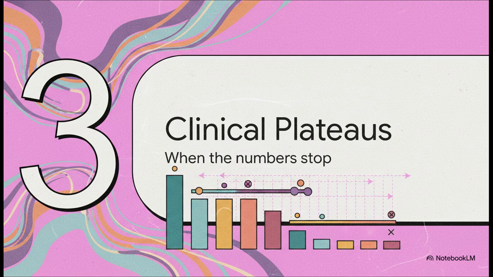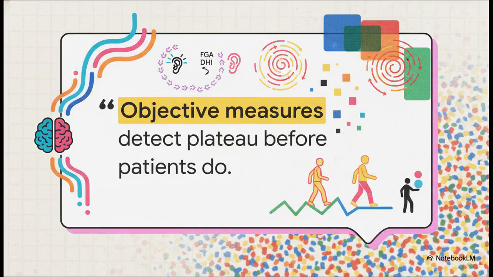Section 3. Recognizing clinical plateaus. Precise data is our best defense against subjective bias. Why? Because objective measures will detect a plateau way before your patients ever do. Look, it is incredibly common for a patient to come in and say they feel fine. Let's be honest, sometimes they just say that to get out of doing their habituation exercises. But the data doesn't lie.